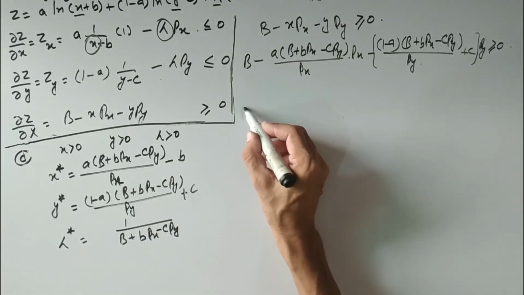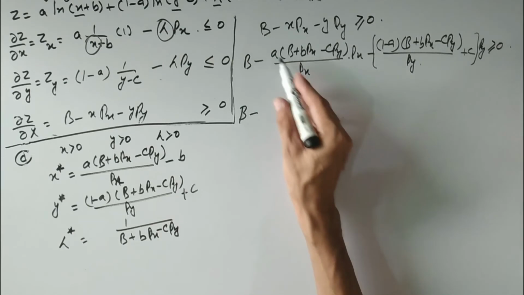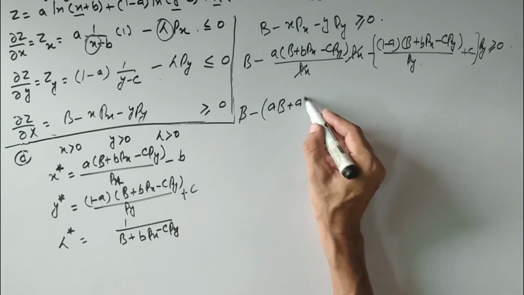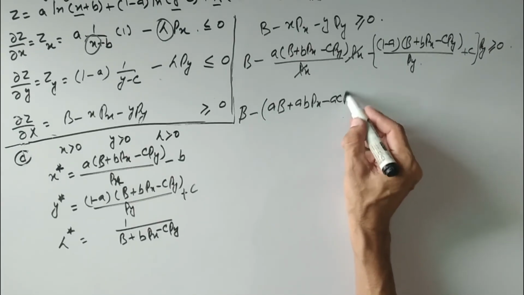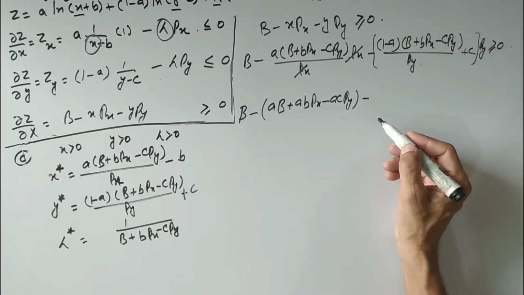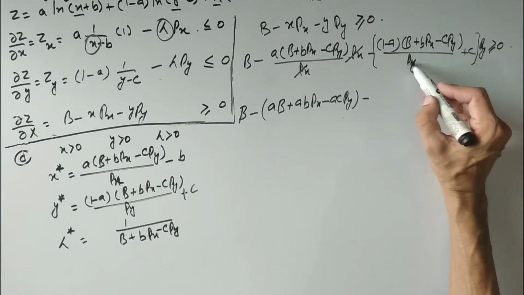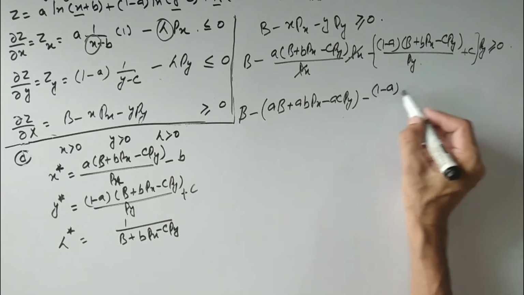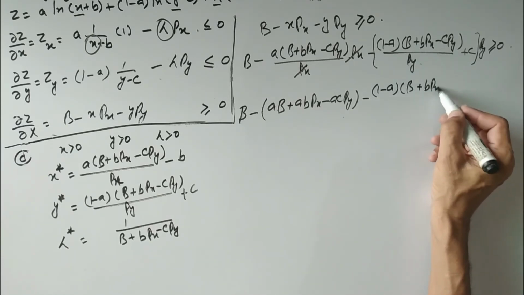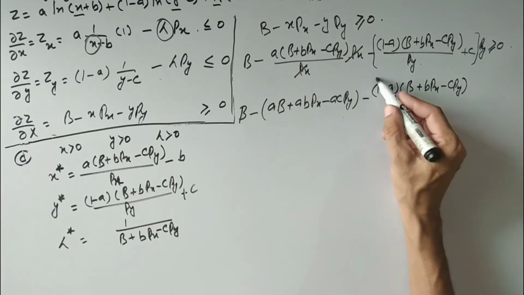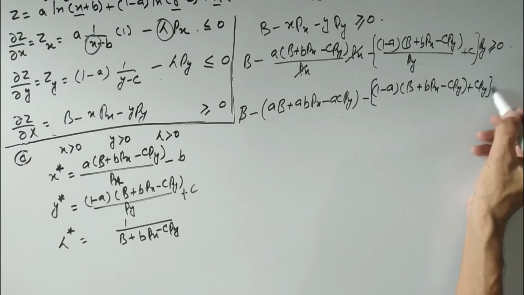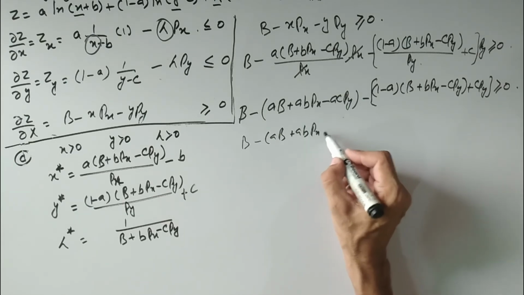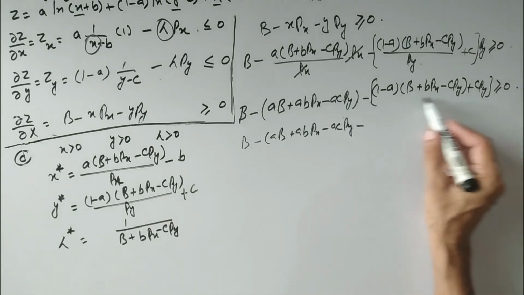Now I can write b minus, this will cancel out, and now multiply, that is a b plus a b p x minus a c p y. And the same here: when I multiply this term, this will cancel out and this will be c p y. So 1 minus a and b plus b p of x minus c p y, and plus c p y, this will be greater than or equal to 0. Now b minus a b plus a b p x minus a c p y. Now I have to multiply all these values.